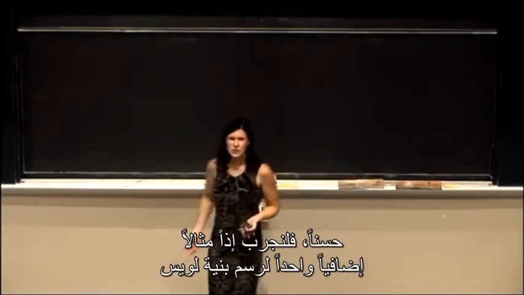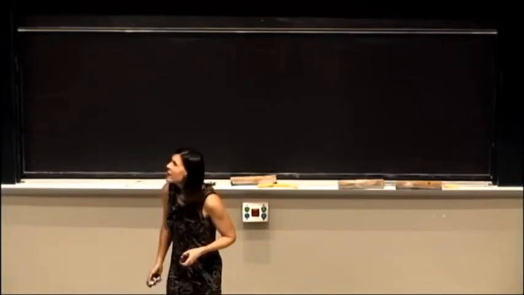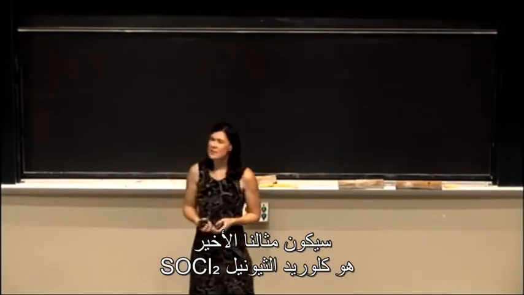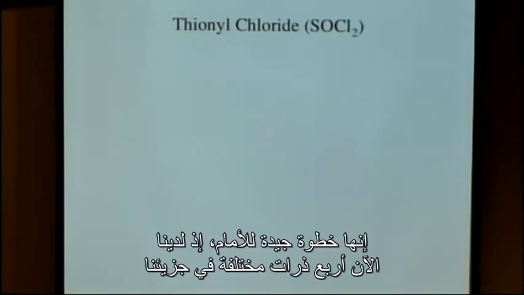All right, so let's try one more example of drawing Lewis structures before we talk about formal charge. And the last example that we're going to talk about is thionyl chloride. So it's SOCl2. This is another good step forward because now we actually have 4 different atoms in our molecule.